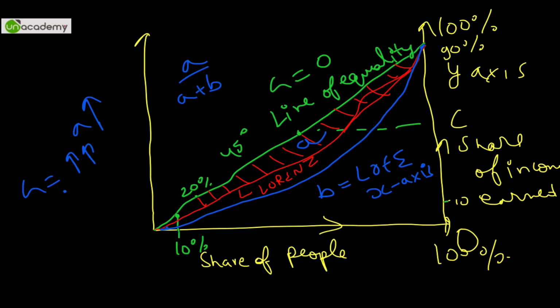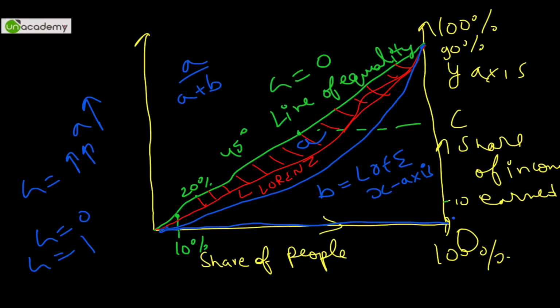Is that understood? So if the Lorenz curve, let's assume it is exactly the same as the line of equality, then the Gini coefficient is 0, which means we have perfect equality. And let's assume the Lorenz curve is following the x-axis. Then it means the Gini coefficient is 1, because A is equal to B in that particular case.